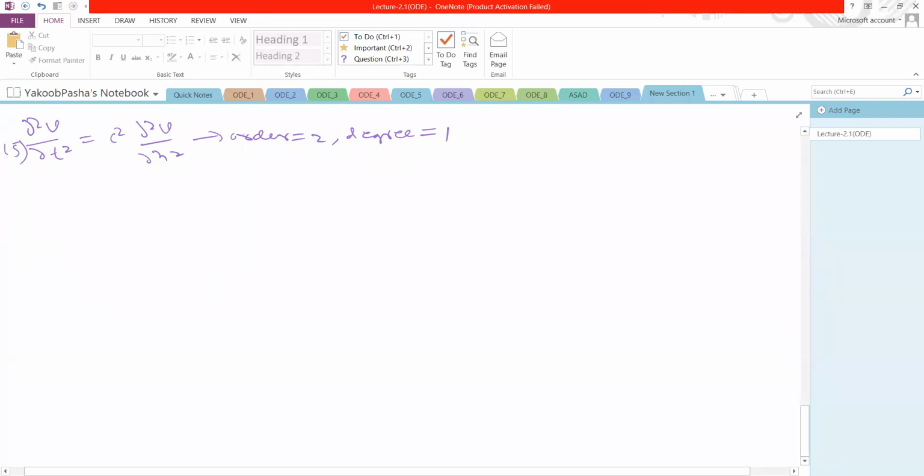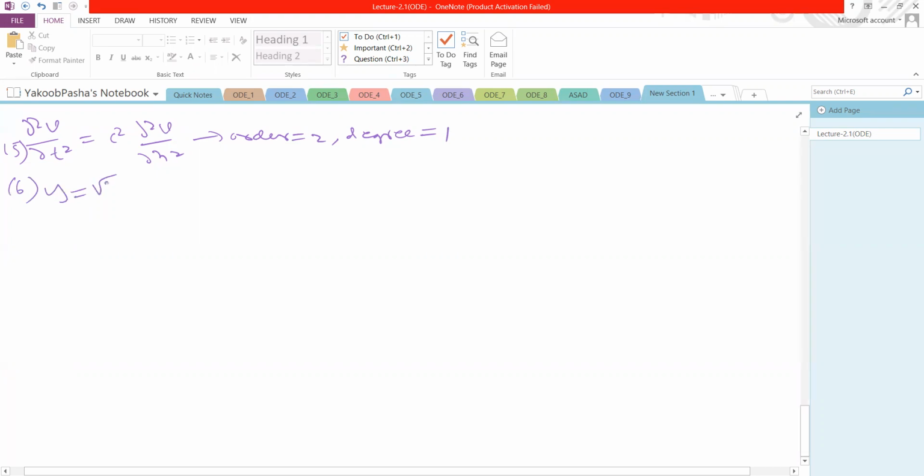Okay, the question can be asked like this: the order of, what is this equation? Dou square v by dou t square is equal to c square into dou square v by dou x square is the wave equation. Okay, so the order of the wave equation is, a question can be asked this way also. Okay, and I am taking another example.